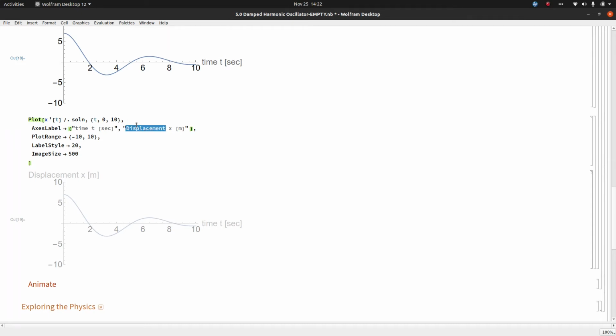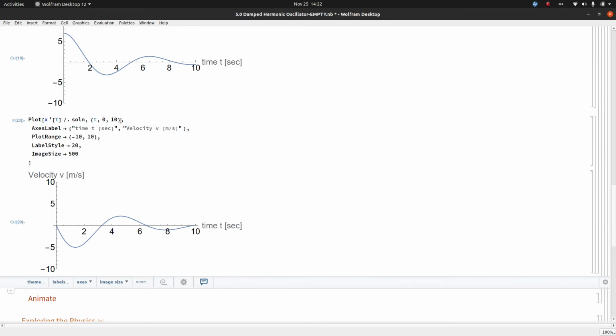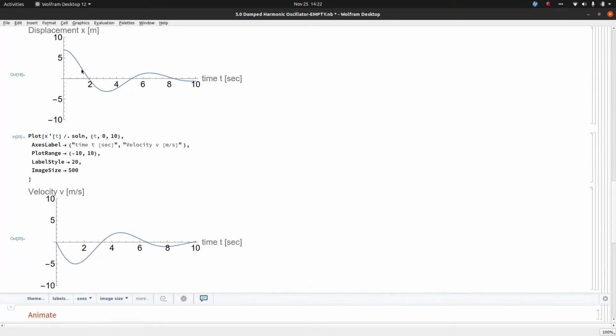I should probably also change my axis label to be velocity rather than position. We'll make that velocity in meters per second. And you can see you get a plot of the velocity. Now, is this correct? Let's see.